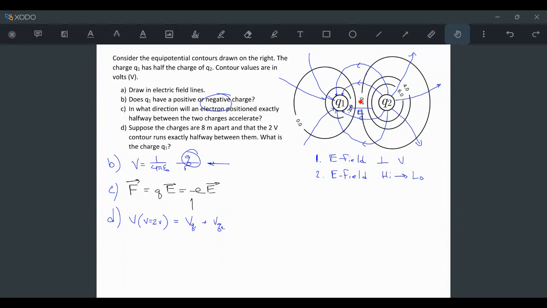So we know that this is equal to 2 volts, so we'll keep this in mind, and I'll just write V on the next line, and we'll remember that that means 2 volts. That's this contour line that we're solving for.